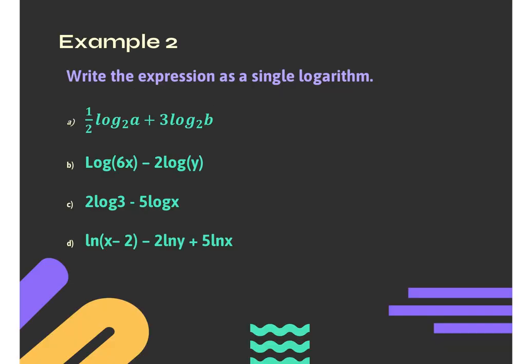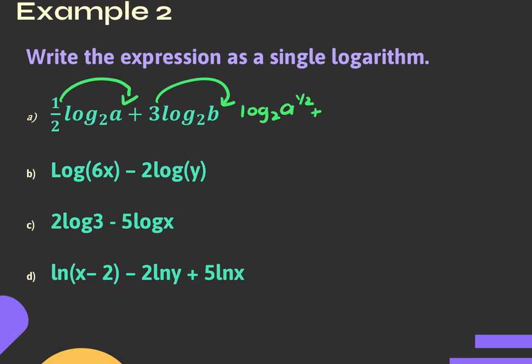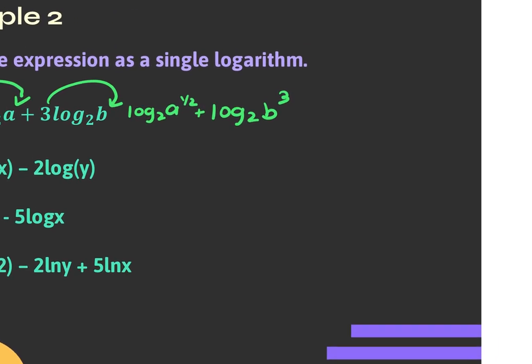Anything that has a power, I would say, is where I start. I kick back the power from the beginning, and then I do the condensing. So something like this, the 1/2 is going to go to the a. So it'd be log base 2 of a to the 1/2 plus the 3 is going to go to the b, log base 2 of b to the 3rd. Now, usually they're the same log. If they're not the same log, we can't condense them. They're both log base 2. So the addition then becomes what? Multiplication. And a to the 1/2 becomes square root of a.